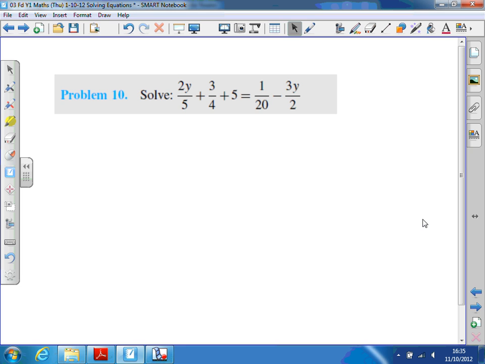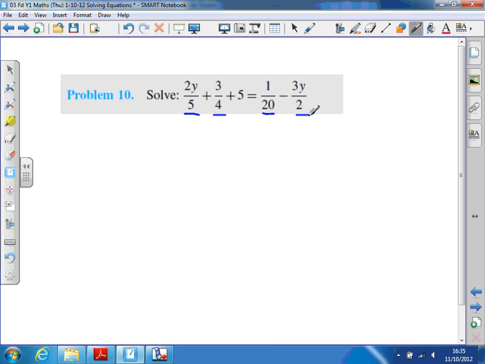How do I get rid of divide by 5 here? Multiply by 5. If I multiplied that term by 5, I could cancel those 5s out, and I'd be left with 2y. However, if I multiply by 5, I've got to multiply every term on both sides by 5. If you look at this, 2 plus 3 equals 5. If I multiply every term by 2, it's still true. But I've got to multiply every term by 2.